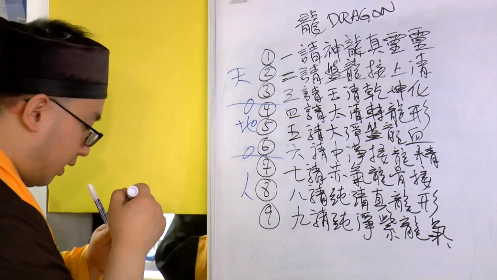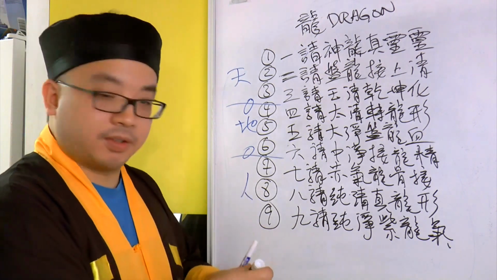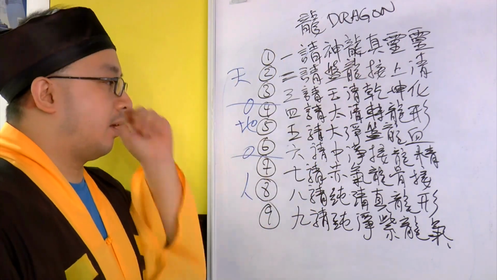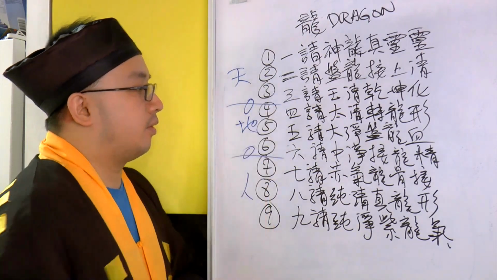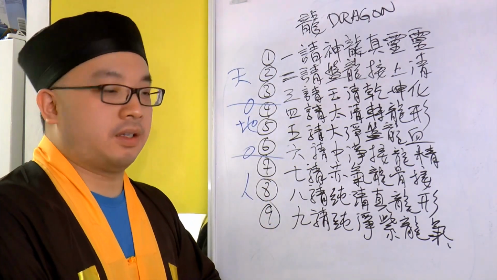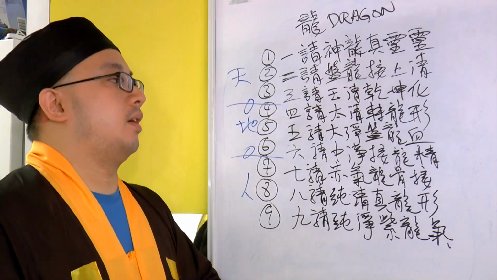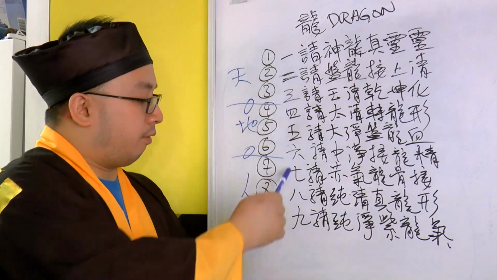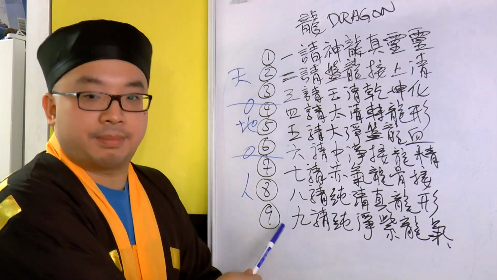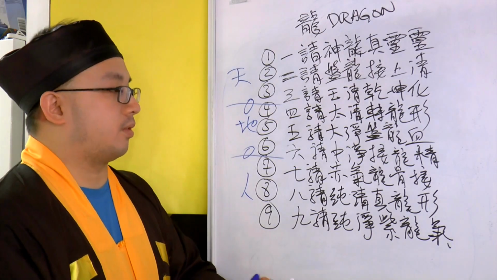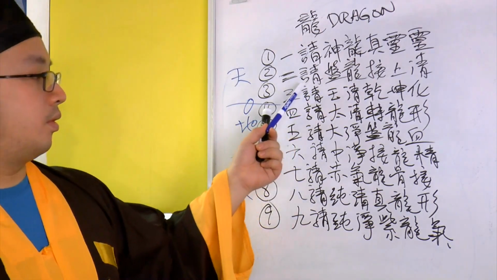Okay, there we go. 9 stages. Wow, running faster. 一請神龍真靈靈. Number 1, you know. Number 2, 二請盤龍接上清. Now, this is harder to understand stuff. This 1, 2, 3, 4, 5, 6, 7, 8, 9, I already explained the numbers and decoded them in another lecture way back before. So watch those. Now, number 2.